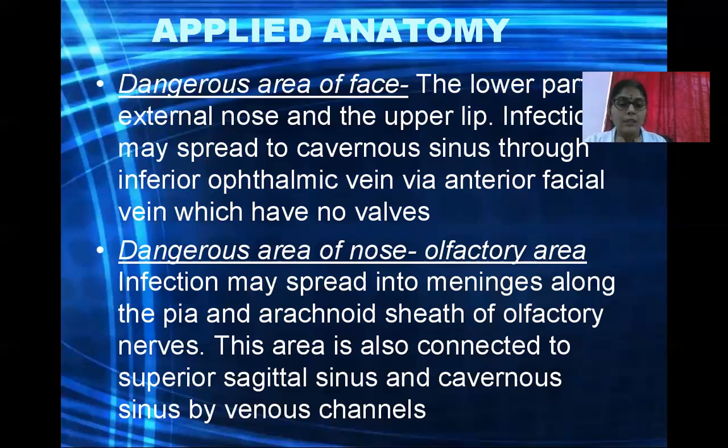Now coming to the dangerous area of the nose, that's the olfactory area. And now why is it dangerous? It's because the infection spreads into the meninges along the pia and arachnoid sheath of olfactory nerves. This area is also connected to the superior sagittal sinus and cavernous sinus by venous channels.